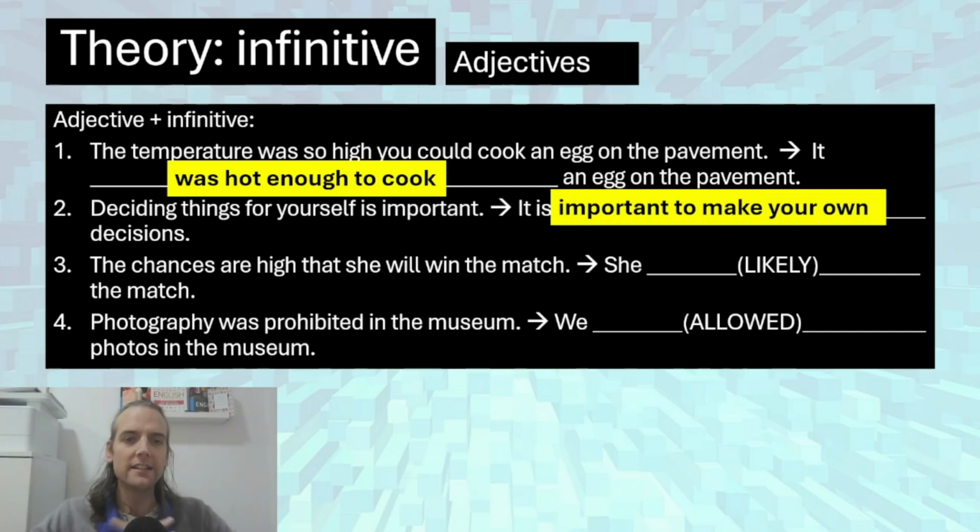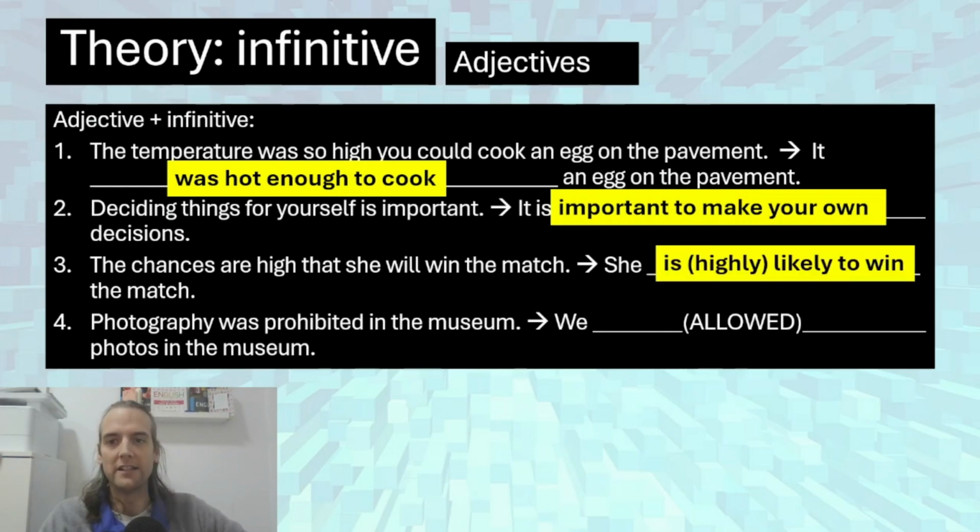Anyway, number 3, we just saw this, didn't we? With unlikely to rain tomorrow. But here she is likely because the chances are high. She is likely to win. You can also say highly likely. That's a good collocation. If something is very probable, it is highly likely to happen. And we can use this with a person, which is a slightly different structure, more complicated way of doing it. Someone is likely to do something means it is likely that they will do it.